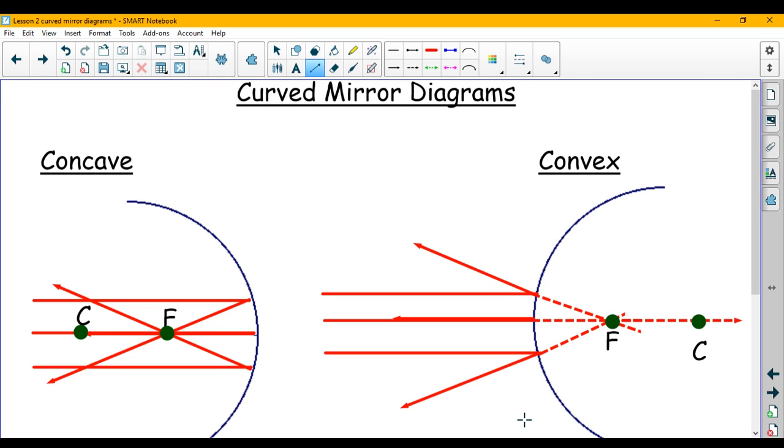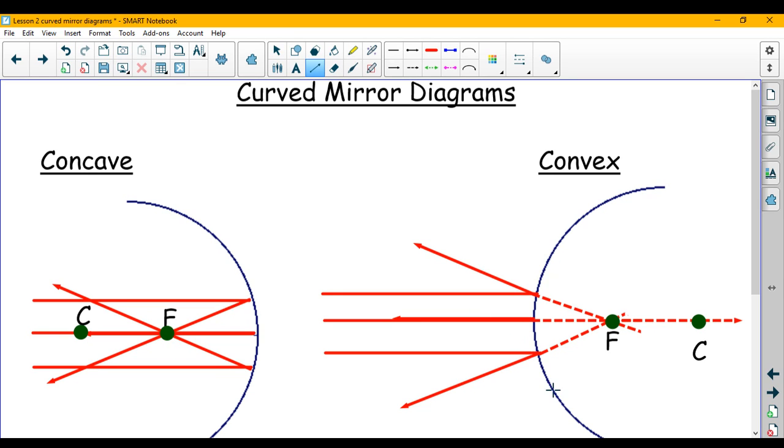So the first thing we need to talk about is how light behaves when it bounces off concave and convex mirrors. And you'll notice this has three beams of light going straight in, and they all bounce off, so they pass through the focal point.